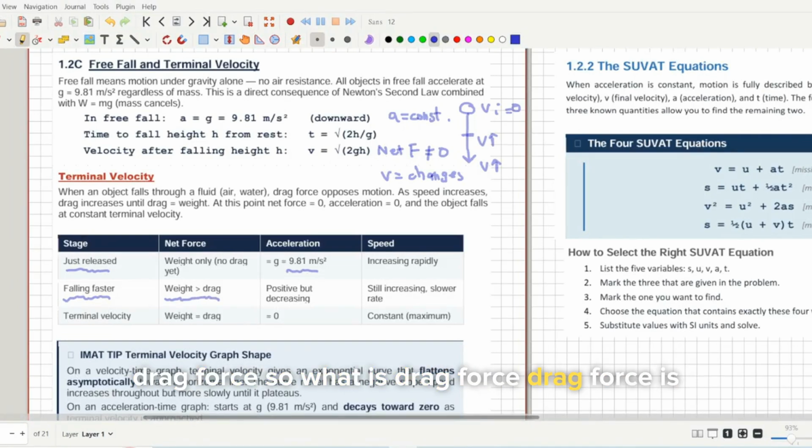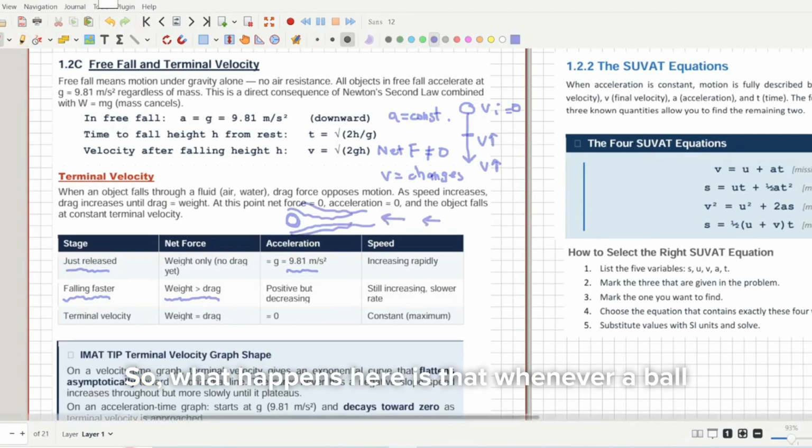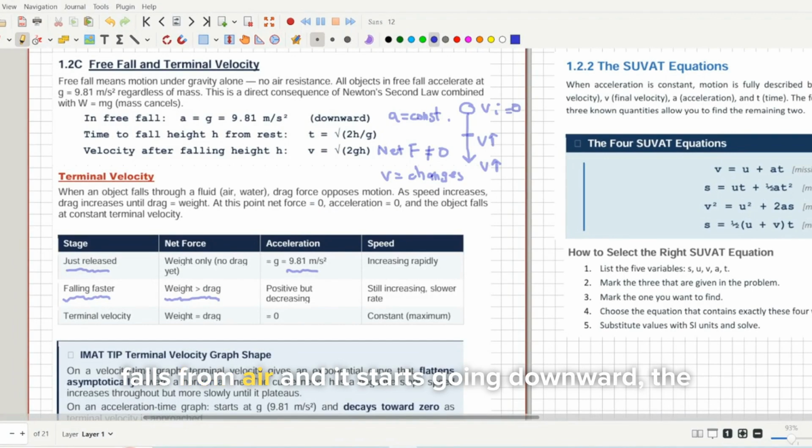So what is drag force? Drag force is any force that opposes the motion of an object that is going through a fluid. For example, if you throw a ball in water, then what will happen? The water will slow down the motion of the ball. That is the drag force. Drag force will stop the ball from moving. So what happens here is that whenever a ball falls from air and it starts going downward, the drag force of air stops the motion of the ball. You have to know that air and water, both of these are fluids, so they both act as a drag force against the motion of an object.